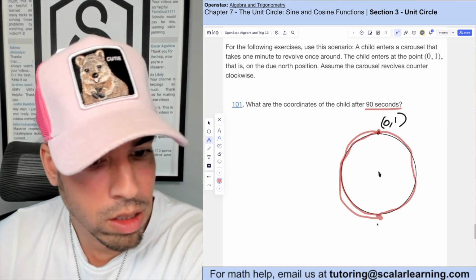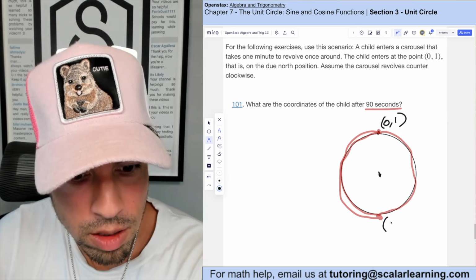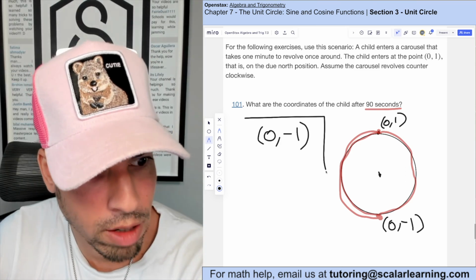So they want to know, what is the coordinate at this point? Well, if that's (0, 1), this is going 1 unit down. That's going to be (0, -1). So (0, -1) is the coordinate of the child after 90 seconds.